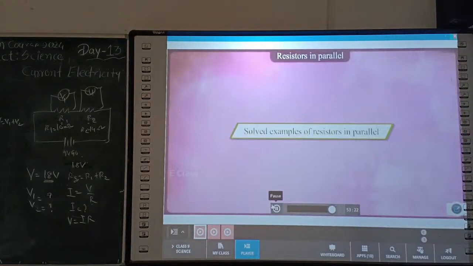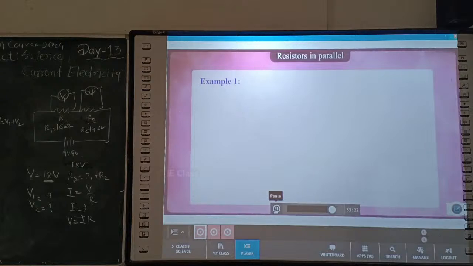Solve examples of resistors in parallel. Example 1. Resistors having resistances of 15 ohms.